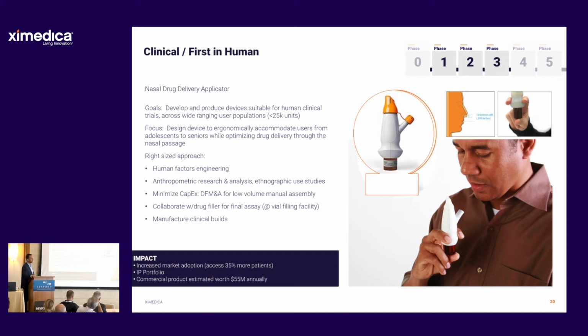We also have helped them produce close to 1 million pre-production pilot production devices. The good news is they've got 30 to 35% greater market adoption, which is really what they were after.